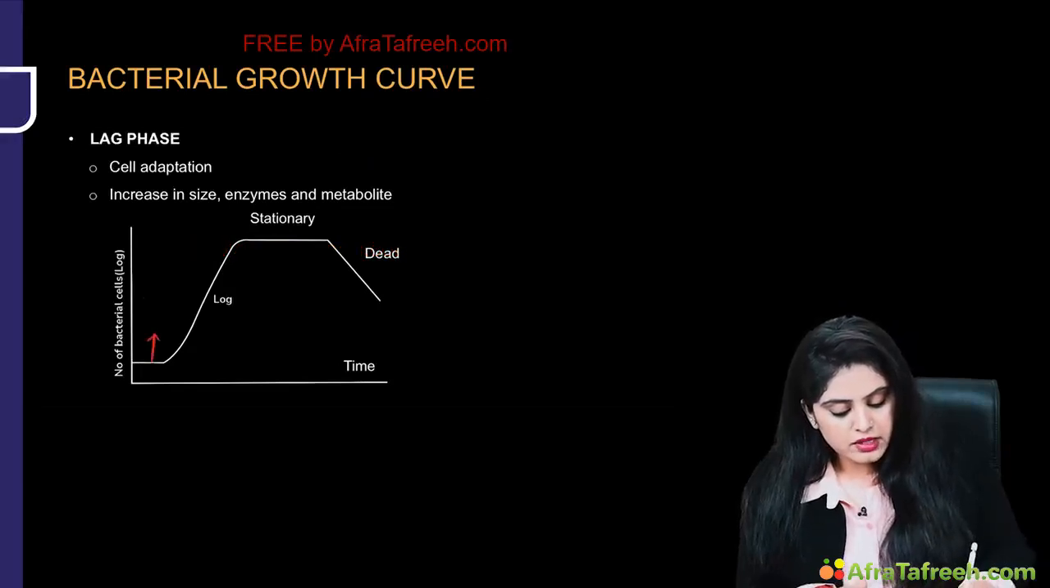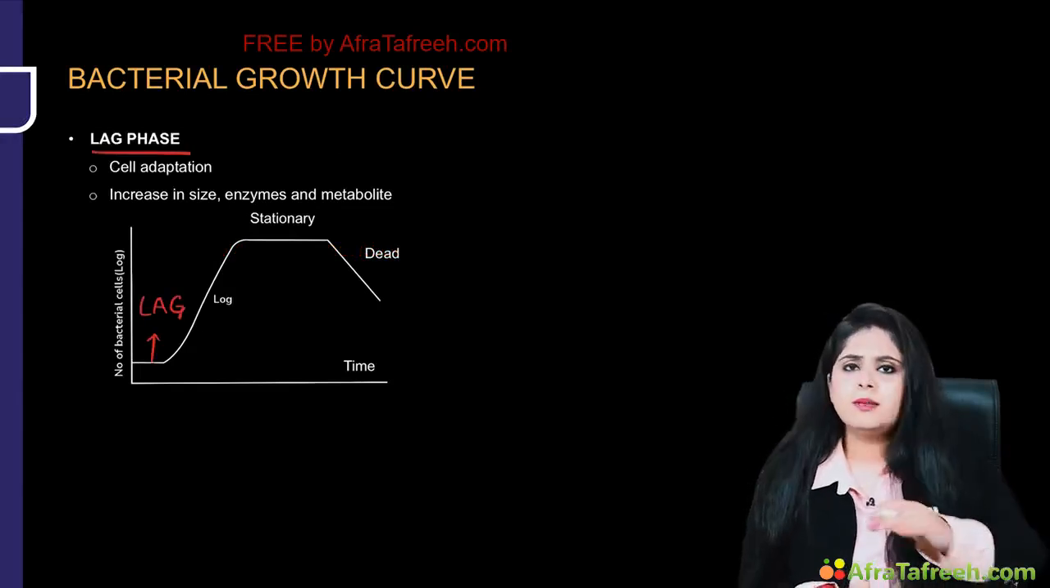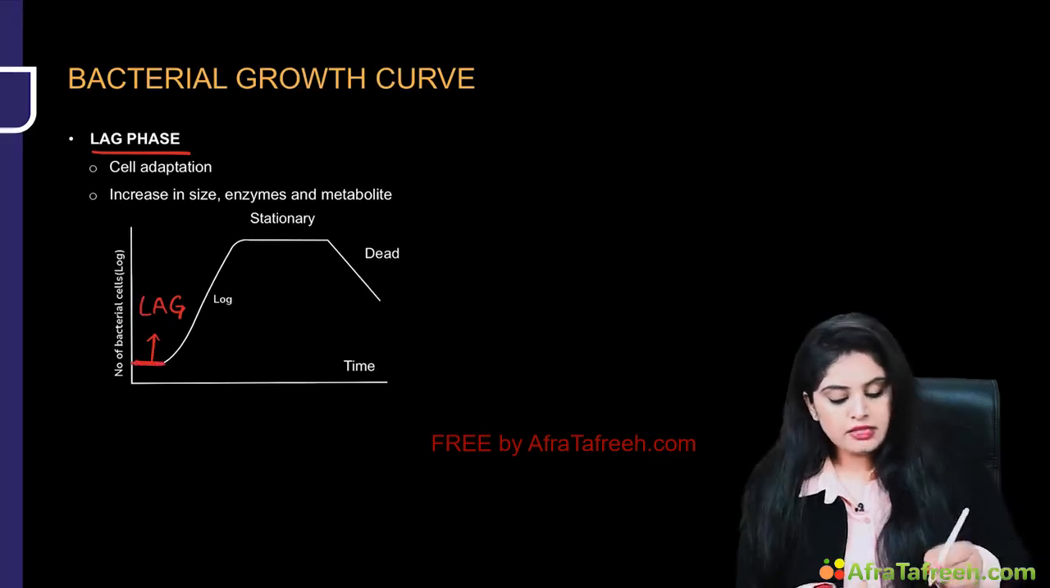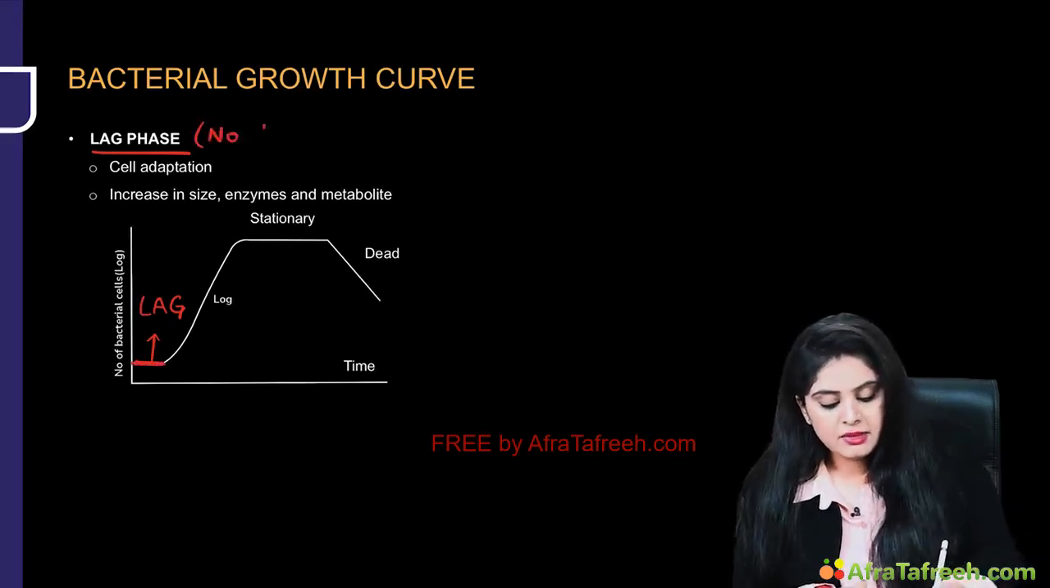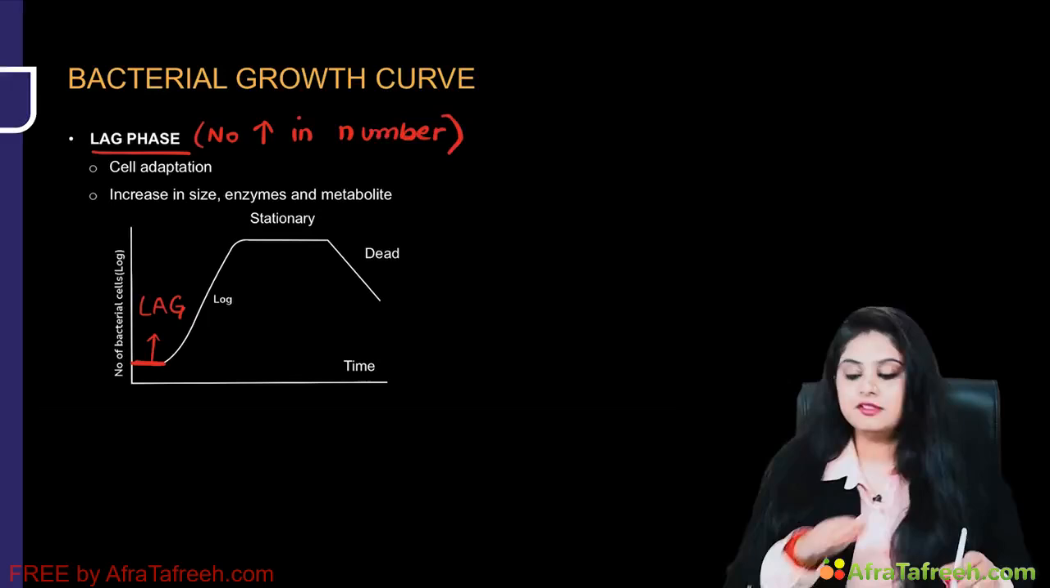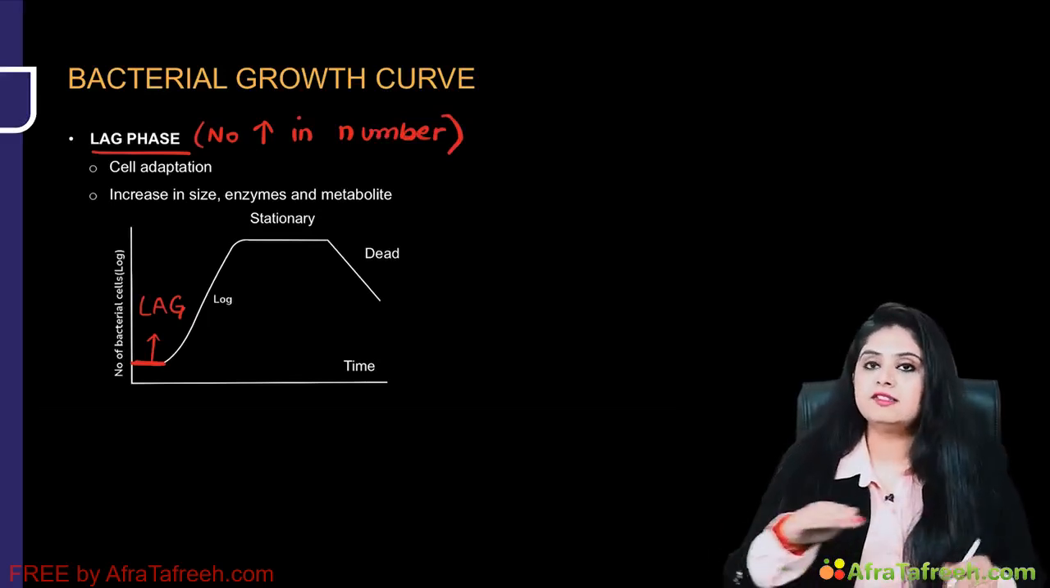This one that I'm talking about is known as the lag phase. What is it? Go by the graph. Is the number increasing? No. There is no increase in number. So lag means exactly that: there is no increase in the number of bacteria. It's the same. If there were 5 bacteria, there are still 5 bacteria.